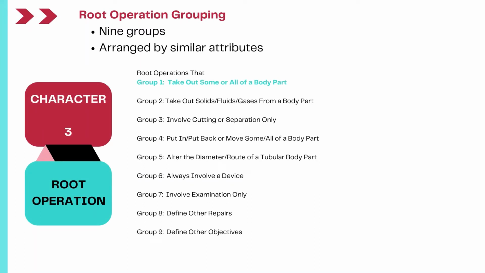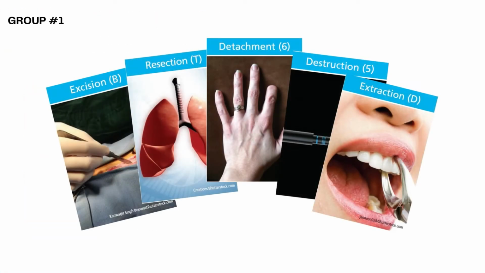These are the 9 groups of root operations which are grouped based on similar attributes of surgical procedures. Today, we are looking at the first group which talks about root operations that take out some or all of a body part. There are 5 root operations in this first group. Excision, which goes by the character value B, resection, which is T, detachment, which is 6, destruction, which goes by the character value 5, and extraction, which goes by D. These are the 5 root operations in group number 1.